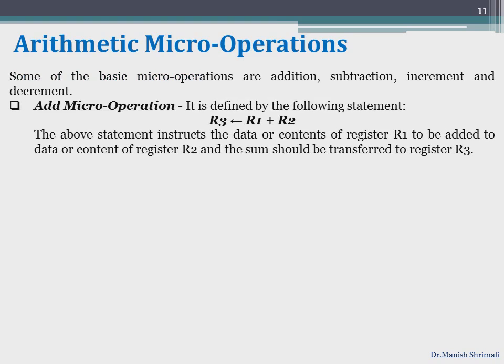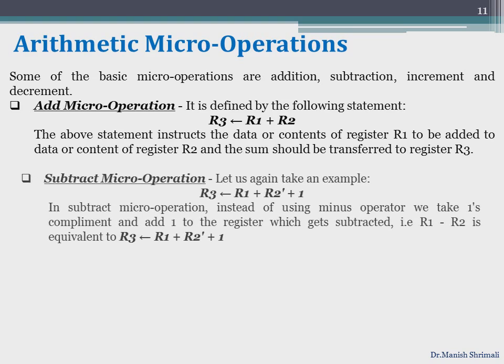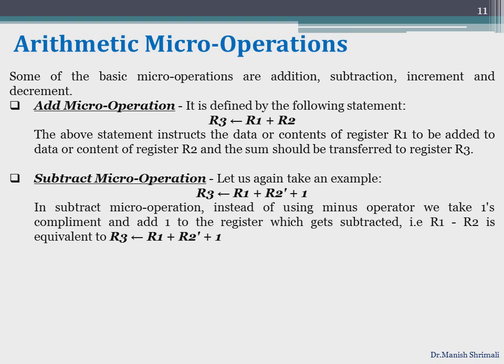Now let us take the arithmetic micro operations, where we have the add micro operation, in which you can see that the contents of R1 and R2 are added first, and then the result is transferred to R3. This is what the add micro operation is.